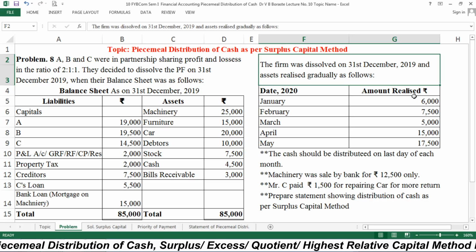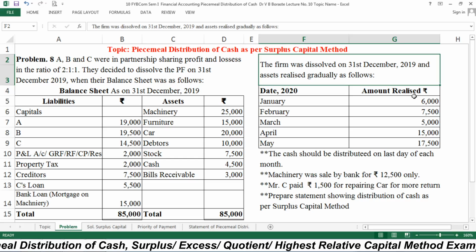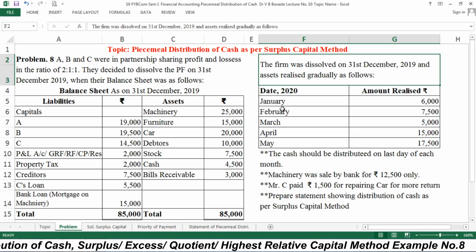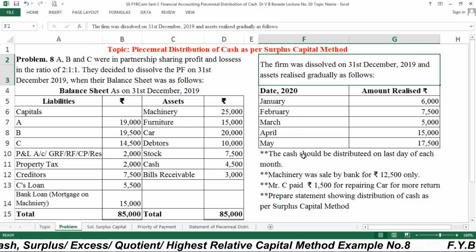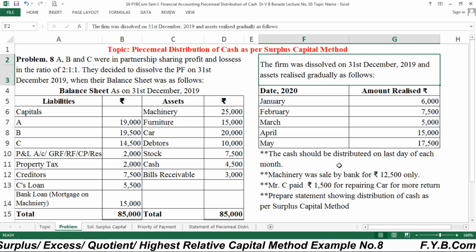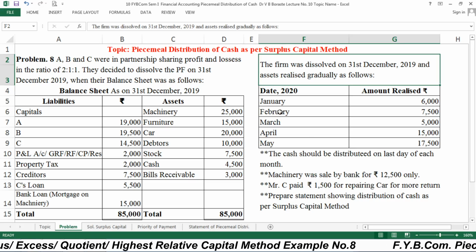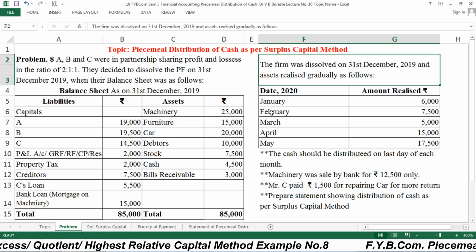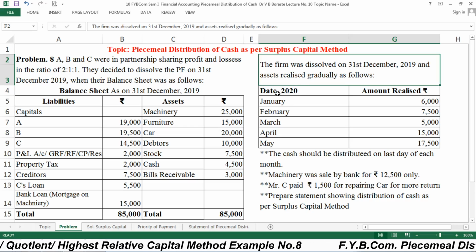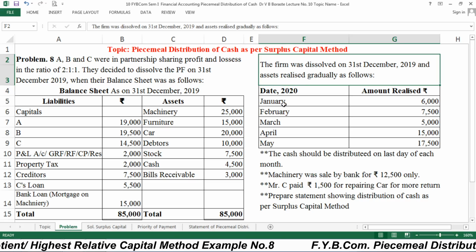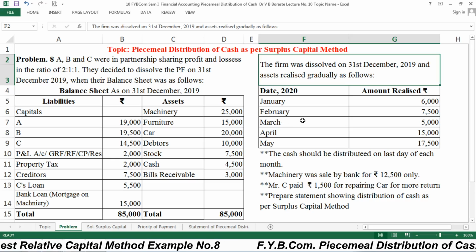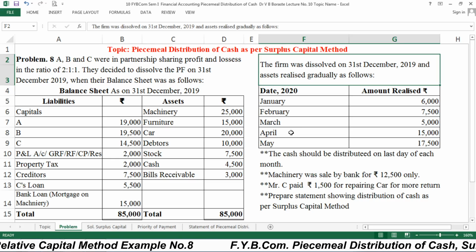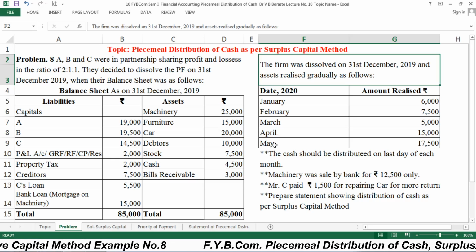So here is the example, and after that there is some adjustment. The cash should be distributed on the last day of each month. Means what? Our first realization is in January, 6,000, whatever the date may be, but we have to distribute the cash on the last day, that is 31st January. In the case of February, the last date is 29th February, as 2020 is a leap year and there are 29 days in February. After that, 31st March, 30th April and 31st May.